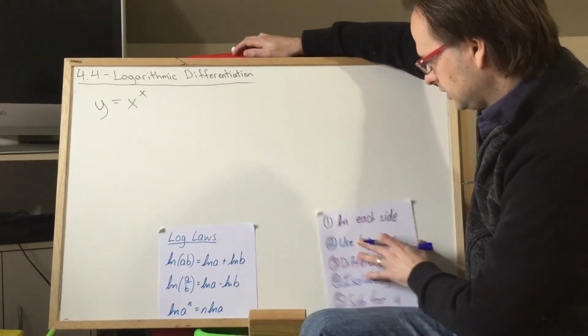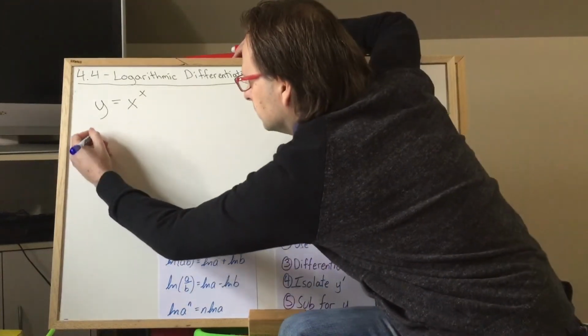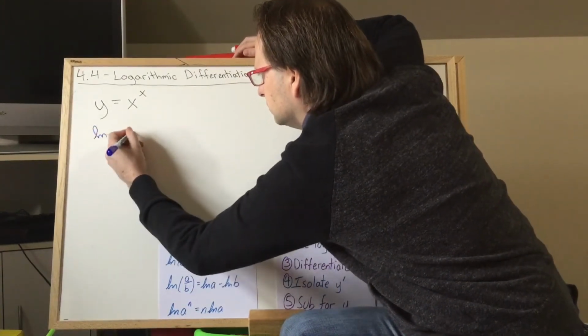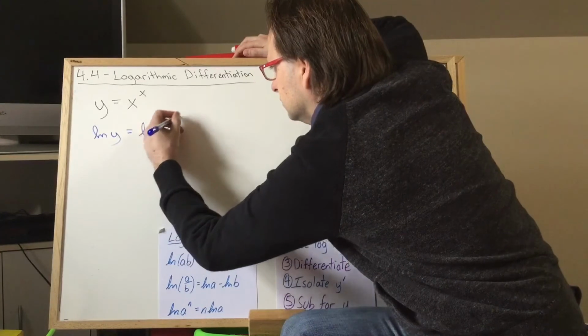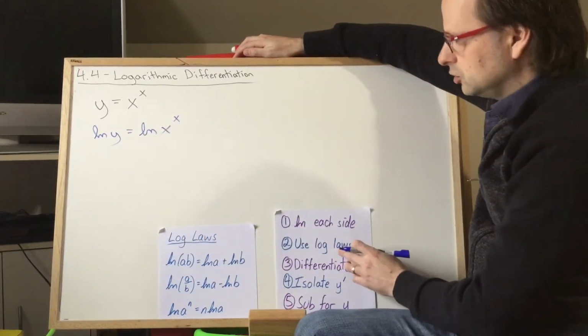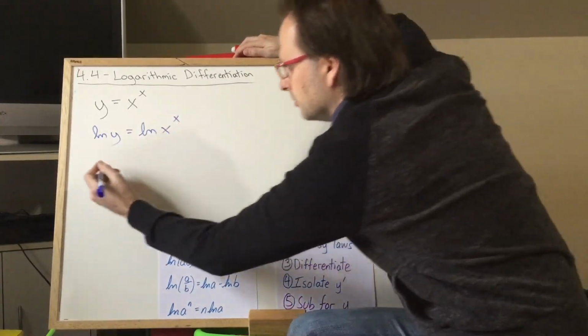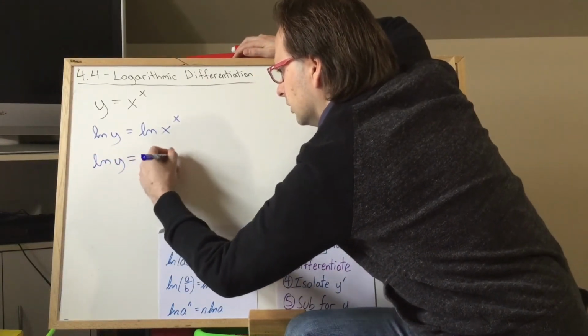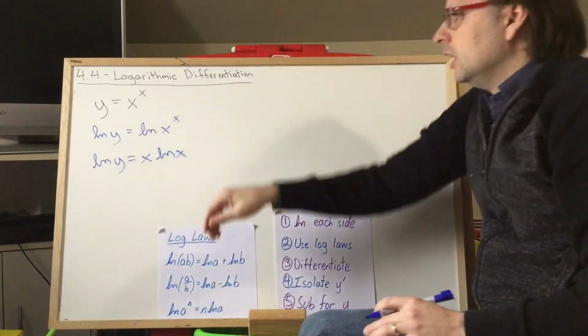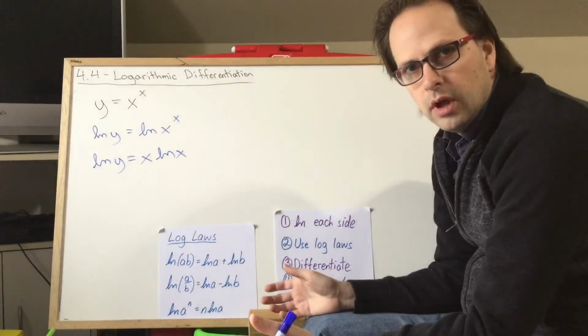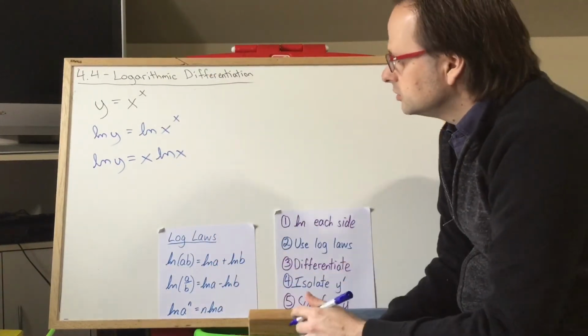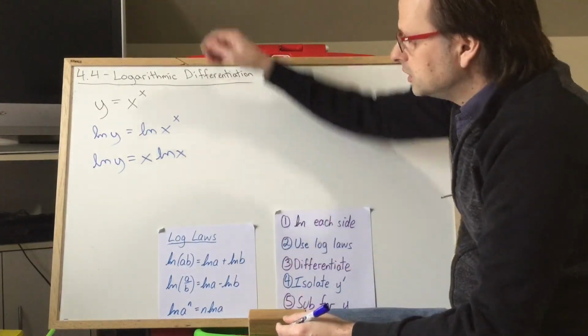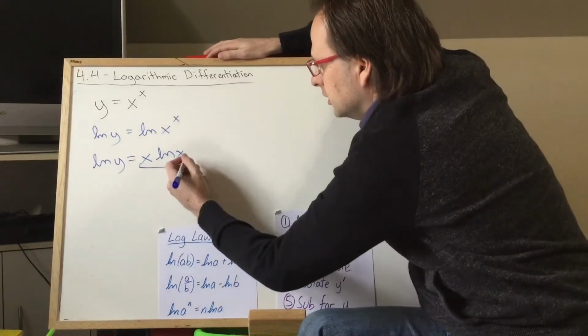So step 1, take the log of each side. Step 2, use log laws, so that x can come down front. X ln x. At this point, there are no more log laws we can use, so we're going to differentiate. One thing to notice, though, when we differentiate is that this is a product.